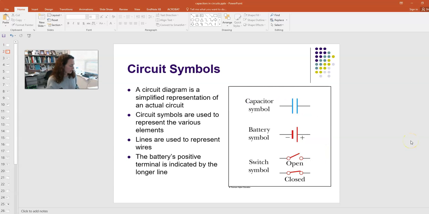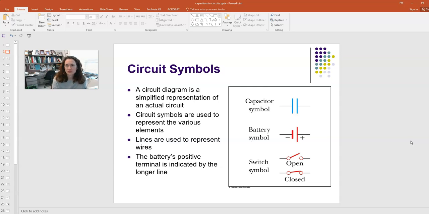So first of all, oftentimes it really helps, instead of looking at a real circuit, to have a simplified view of the circuit, because if you've ever tried to wire a circuit yourself, then you know that after a while they kind of start looking like a hot mess. And so sometimes it's nice to have a simpler representation. And so what we do is we have certain symbols that we use for different circuit elements.